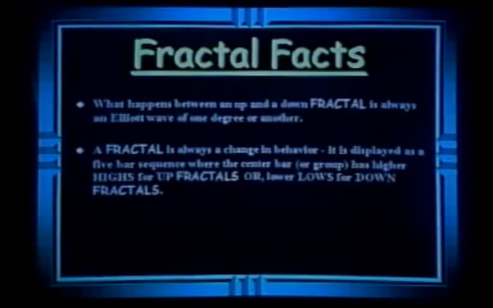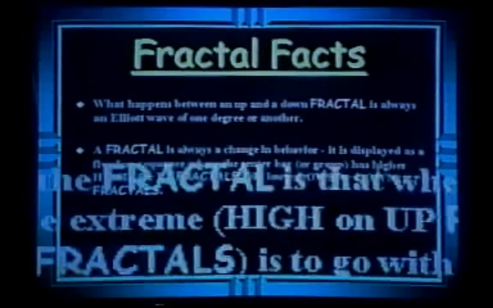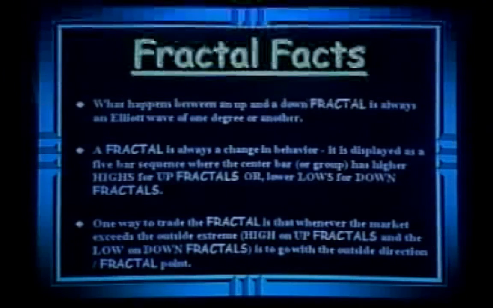Let's look at another fractal fact. A fractal is always a change in behavior. It's displayed as a 5-bar sequence where the center bar, or group of center bars, has higher highs for the up fractals or lower lows for the down fractals. And one way to trade the fractal is that whenever the market exceeds the outside extreme, the high on the up fractals and the low on the down fractals, you simply go with that and place a fractal buy, and that puts you in the market in the direction that the market's going to move.